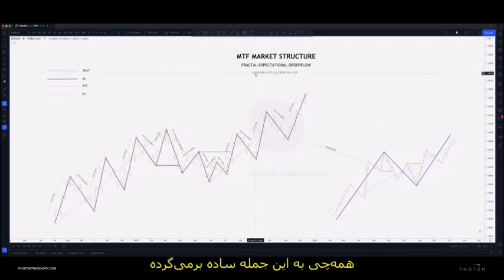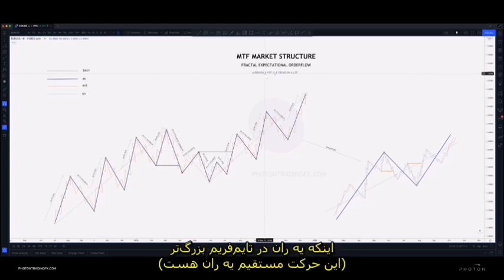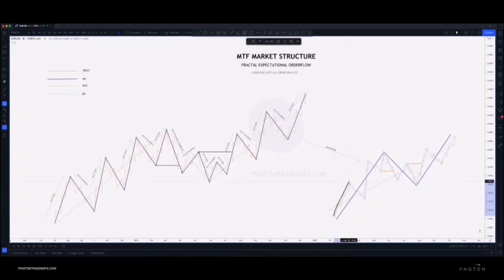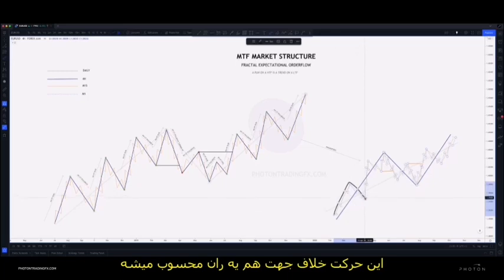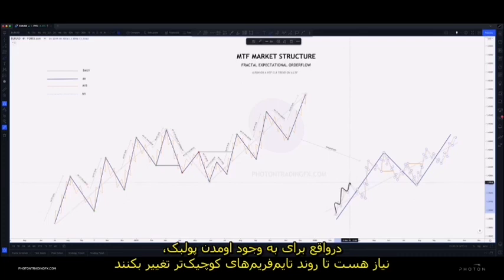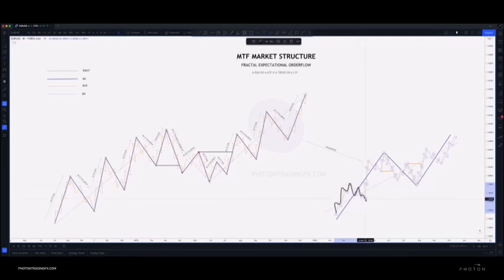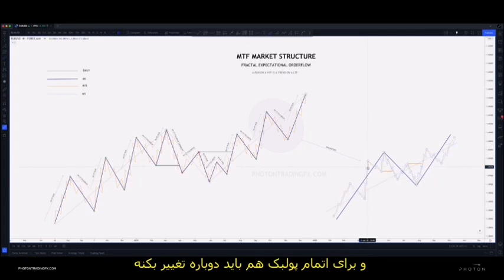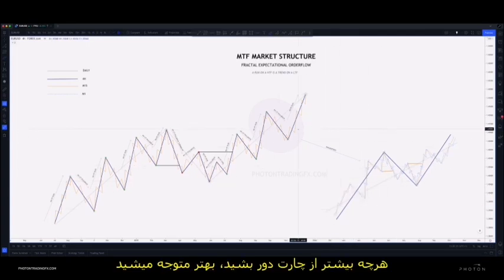So this is why it all comes back to this very simple sentence: a run on a higher time frame, that one straight move is a run, that one straight counter trend move is also a run. But those runs are made up of trends on a lower time frame. So that lower time frame trend essentially has to change for that pullback to occur, right? And then it changes again for that pullback to go. And then the more you zoom out, the more you'll see.